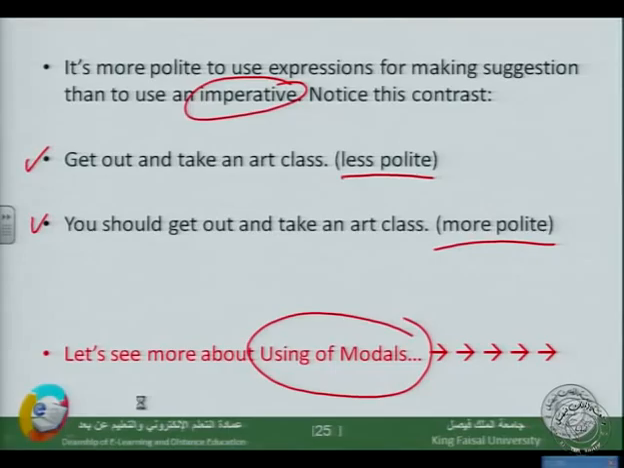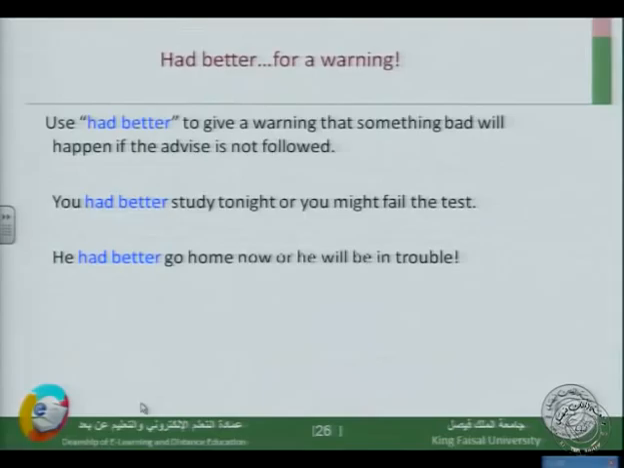Also, we have talked about the models. Please just go back to the models and try to study them again.